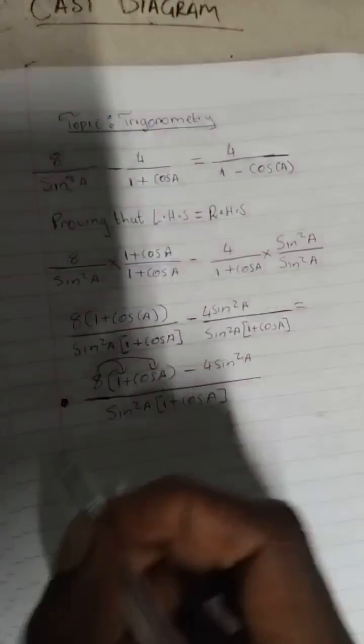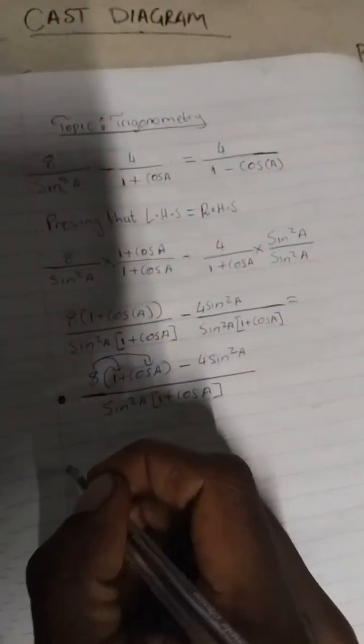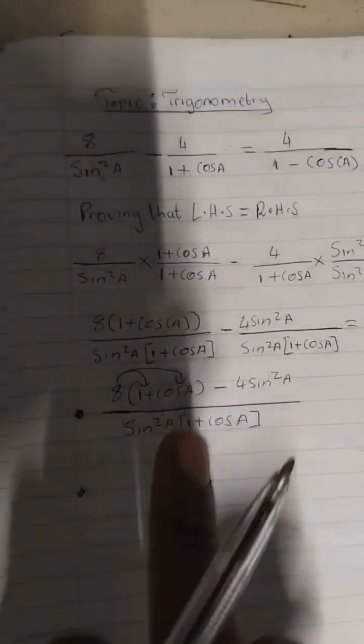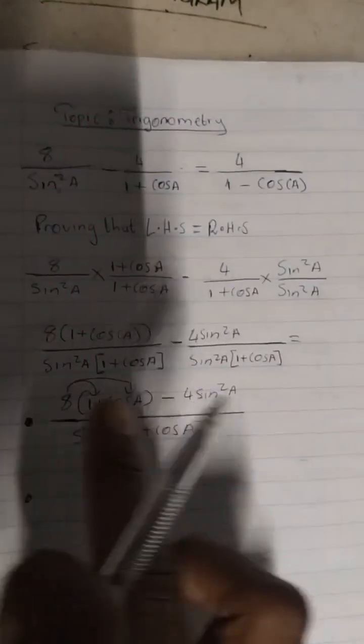I'm just going to simply distribute this 8 so that I can see what I'm going to have, because I'm just trying to figure out what is going on with this equation. So what am I going to do? I'm just going to distribute.